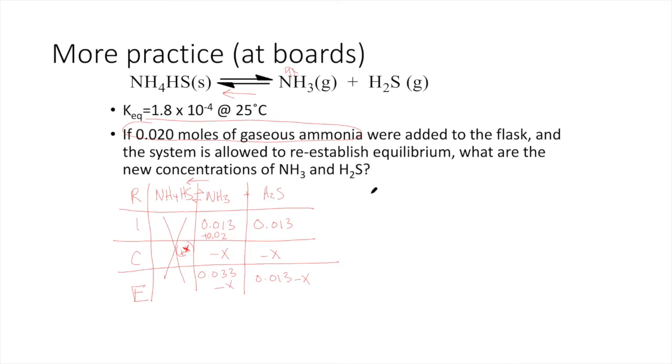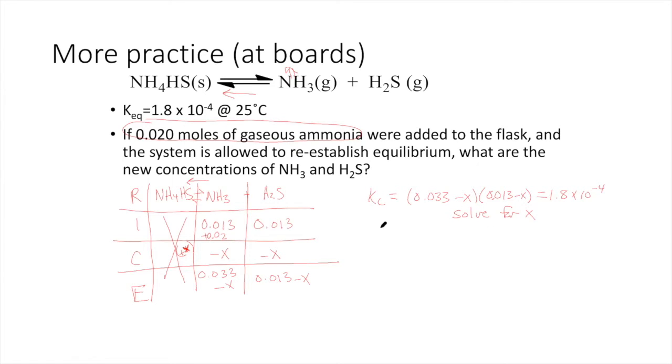And so just like before, I can just substitute that into my expression for the equilibrium constant. So that becomes 0.033 minus X, times 0.013 minus X, and all of that equals 1.8 times 10 to the minus 4. And so again, we're just going to solve for X.